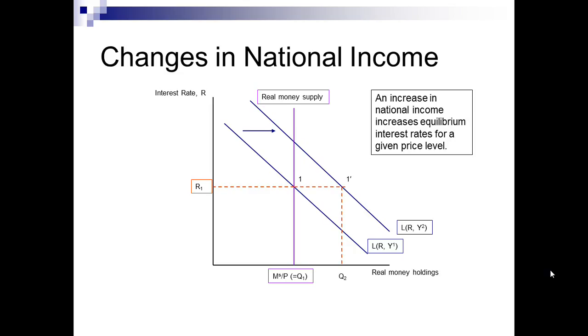Initially, there's going to be an excess demand for money because the real money supply hasn't changed, and the interest rate hasn't had time to adjust yet. But as in any market, with more demand for money, that's going to put upward price pressure on that good, or in this case, upward price pressure on the price of money, which is the interest rate. So we'll see the interest rate will increase to R2.